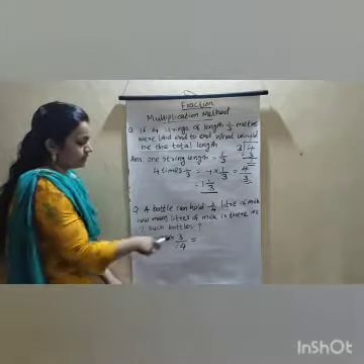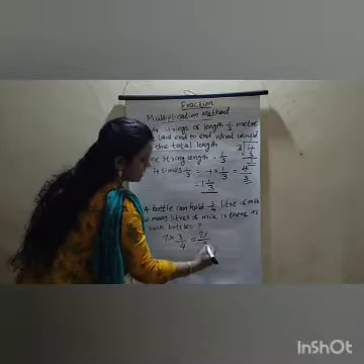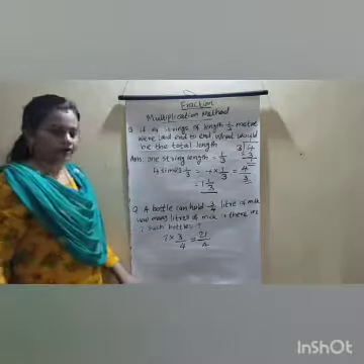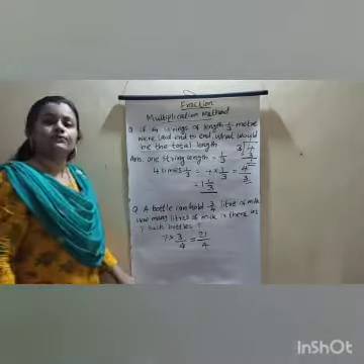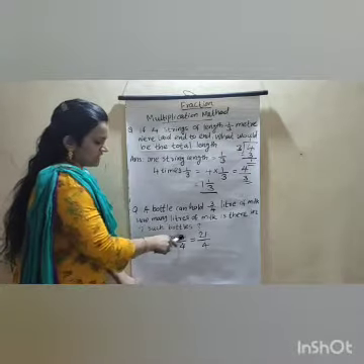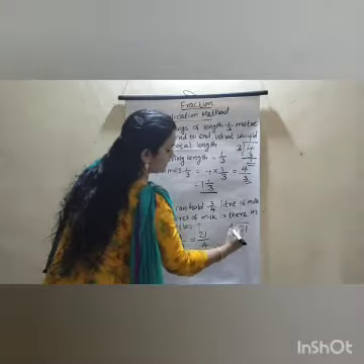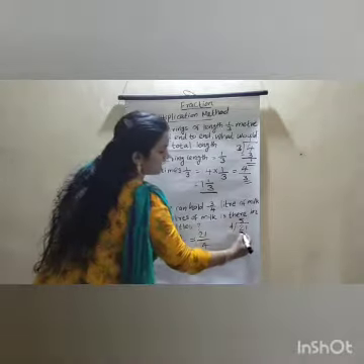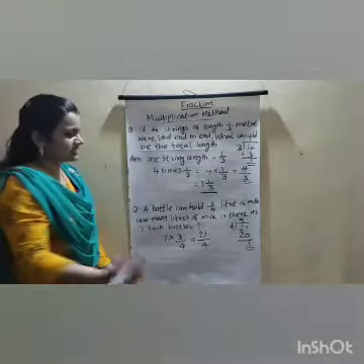Then you multiply the numerator: 7 threes are 21, by the same denominator 4. What is the answer? 21 by 4. One bottle can hold 3 by 4 liters of milk, so 7 into 3 by 4 equals 7 threes are 21, write the same denominator, 21 by 4. Now divide 21 by 4: 5 fours are 20.